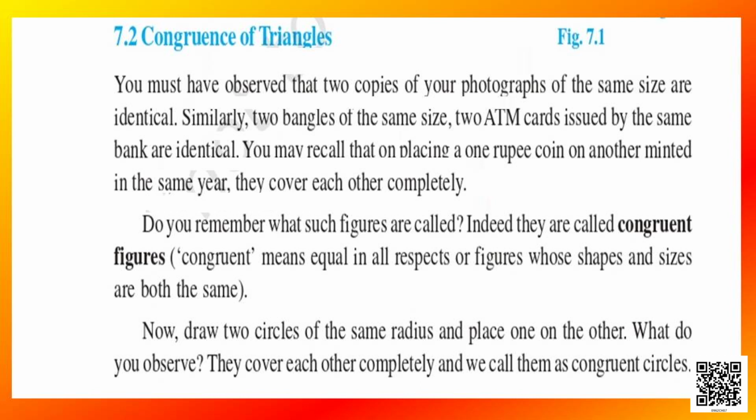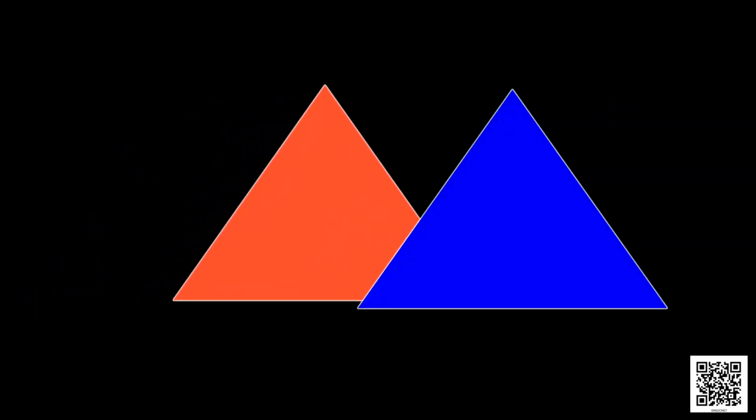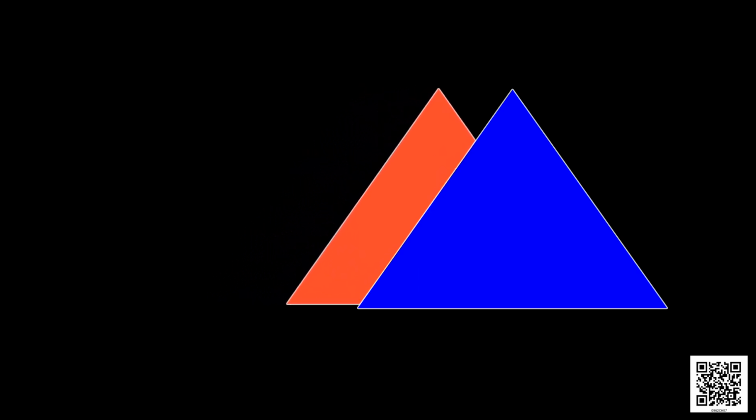Now students, as it is given in your book, draw two circles of the same radius and place one on the other. What do you observe? They cover each other completely and we call them congruent circles. Now, you can repeat this activity by placing one square on the other with sides of the same measure, or by placing two equilateral triangles of equal sides on each other. You will observe that the squares are congruent to each other and so are the equilateral triangles.